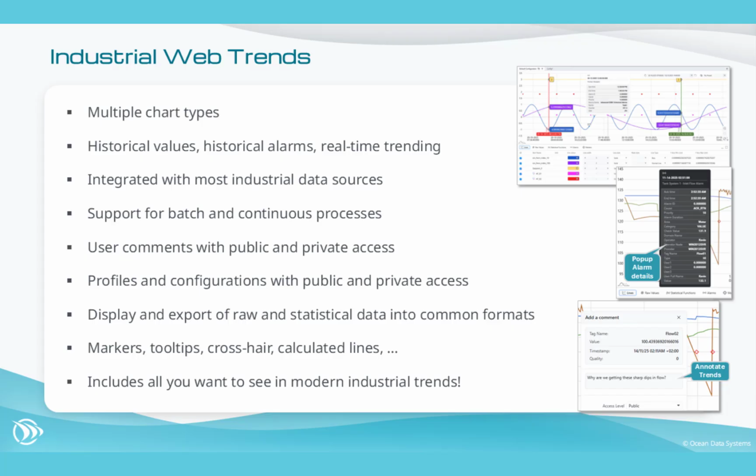By accessing DreamReport's extensive set of communication drivers, you can trend pretty much any data you have in your operations, including calculated tags and mixing data from completely different sources into a single trend. Users can create and save their own trend configurations, annotate trends, or make them private or public for other users to access. Raw data, statistical data, and alarm information can be displayed, printed, and exported to common formats.